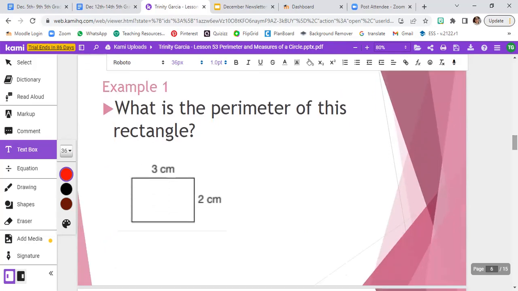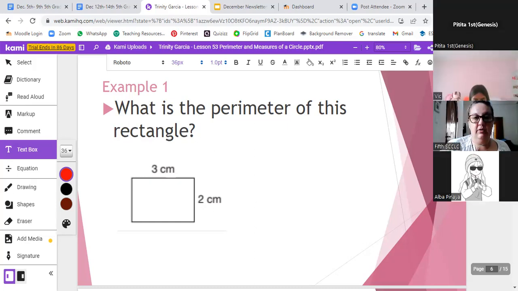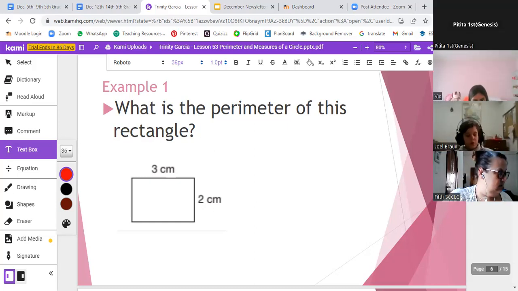Let's try this one. Somebody look at it and tell me, what do you think the perimeter of this rectangle is? Go ahead and raise your hand if you think you know. Genesis, I saw your hand first.